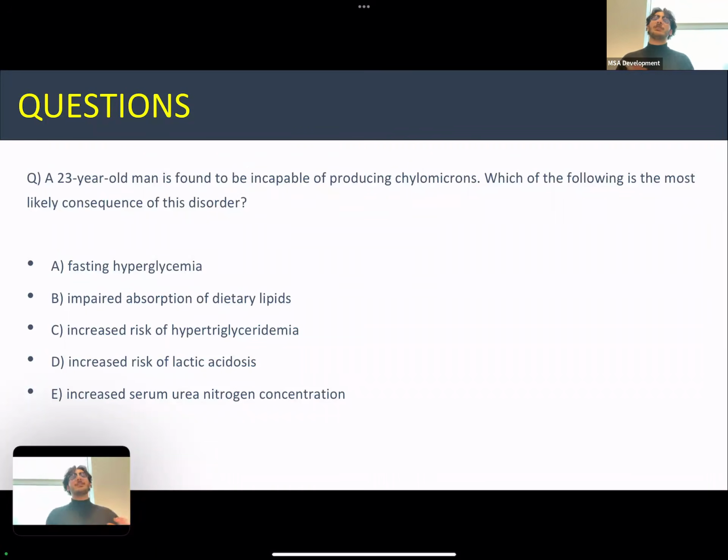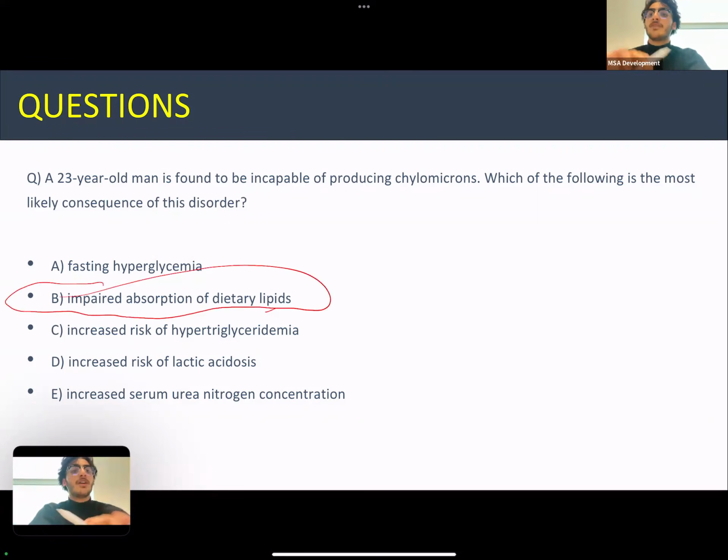The next question is, a 23-year-old man is found to be incapable of producing chylomicrons. Which of the following is the most likely consequence of this disorder? So it's either fasting hyperglycemia, impaired absorption of dietary lipids, increased risk of hypertriglyceridemia, increased risk of lactic acidosis, or increased serum urea nitrogen concentration. And of course, the answer is B, impaired absorption of dietary lipids.